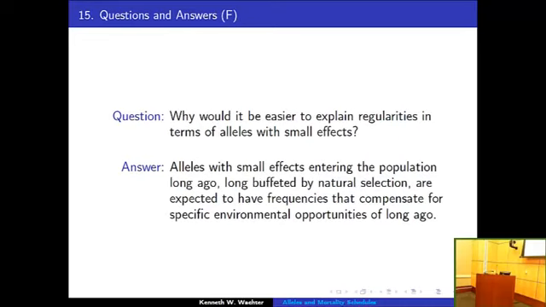Easier, on the other hand, to explain regularities in terms of alleles with small effects? Answer: alleles with small effects entering the population long ago were long buffeted by natural selection, and they are expected to have frequencies that compensate for specific environmental opportunities so long ago, for the specific features that make evolutionary time different from our time.